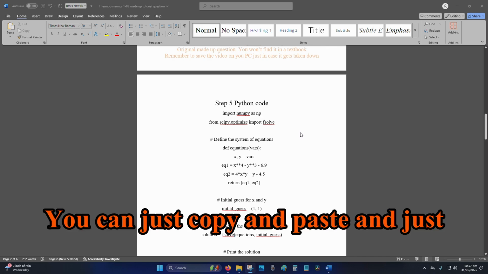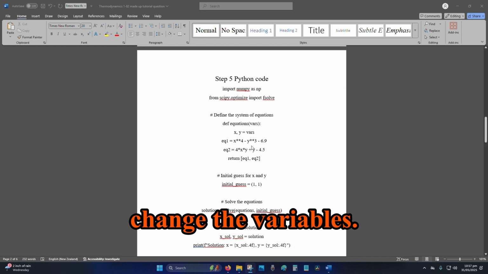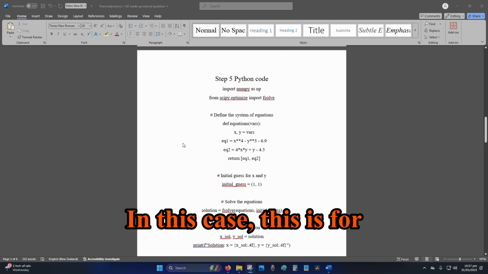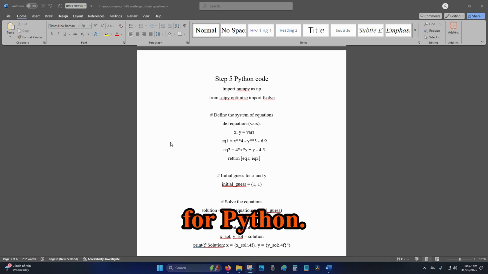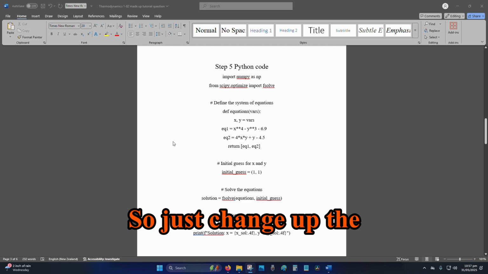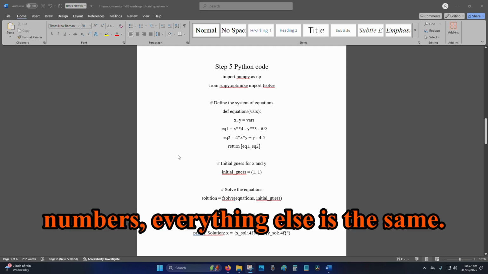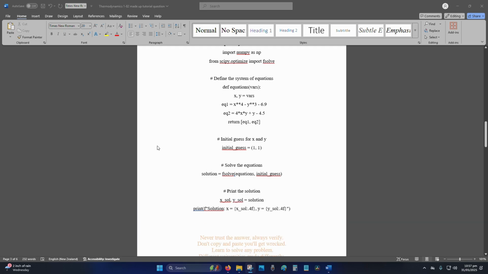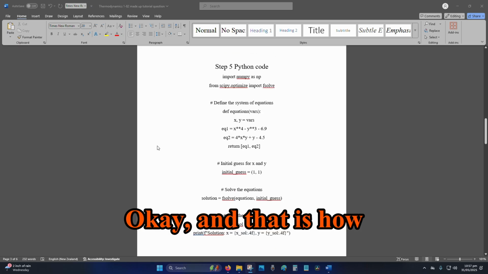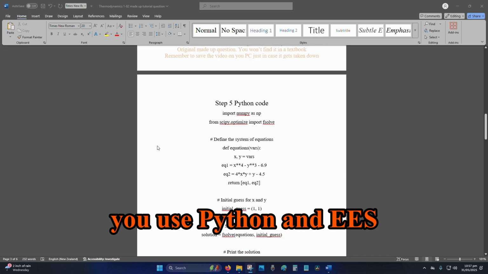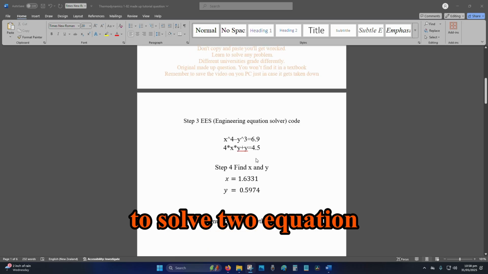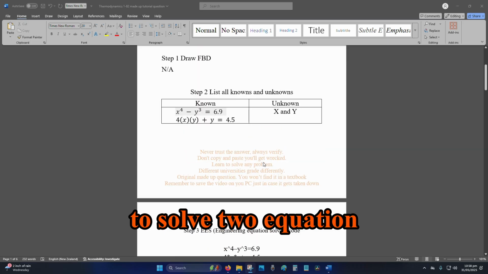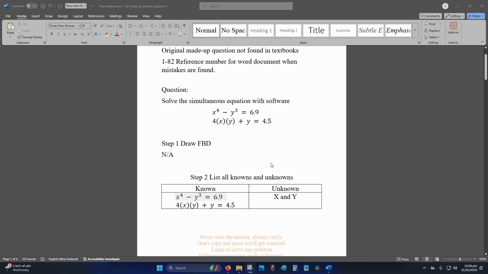You can just copy and paste and just change the variables. In this case, this is for two equation simultaneous for Python. So just change up the numbers. Everything else is the same. Okay. And that is how you use Python and EES to solve two equation simultaneous equation.